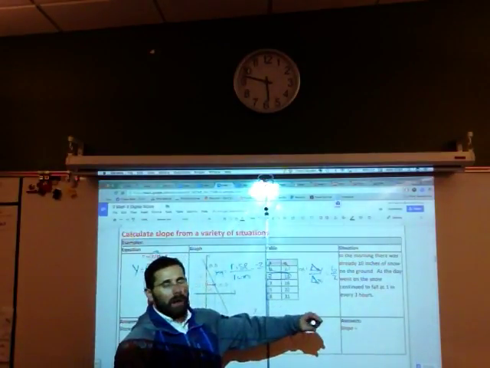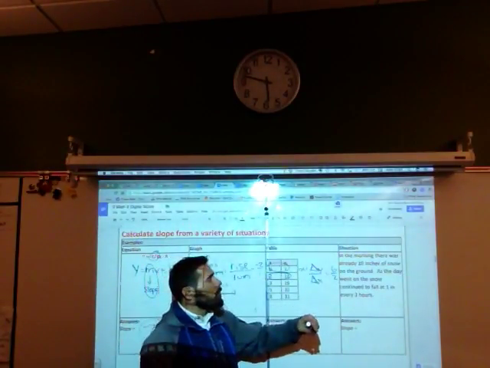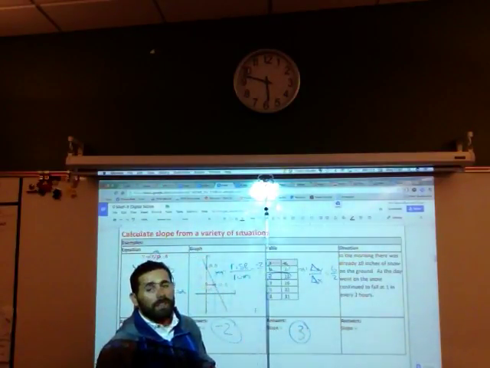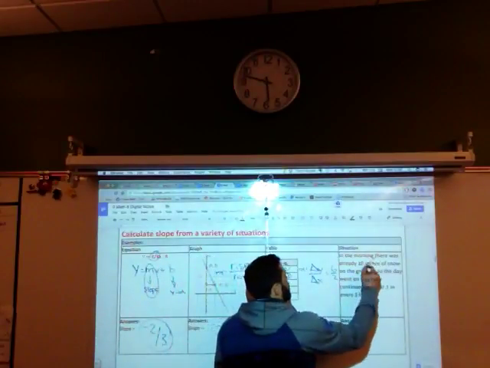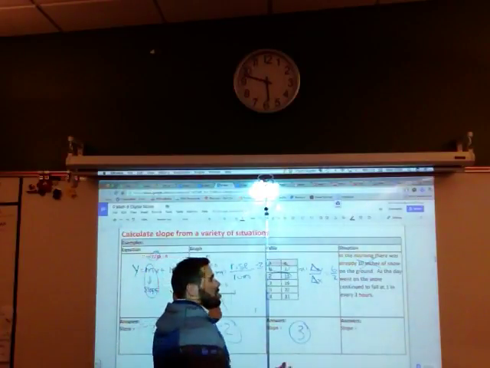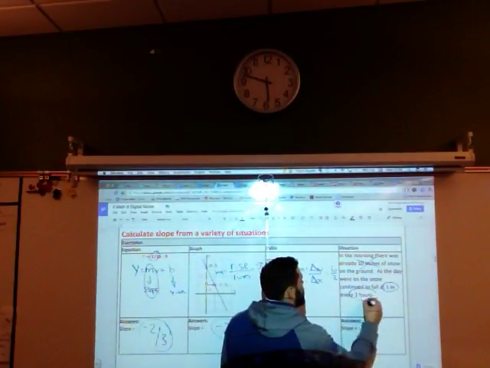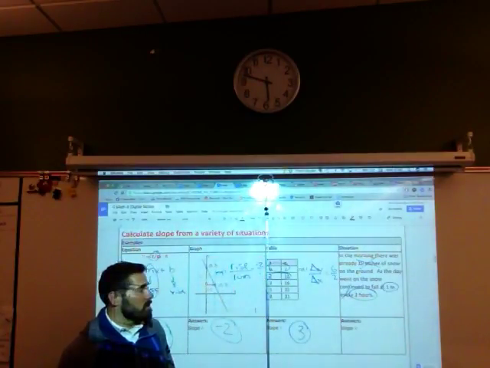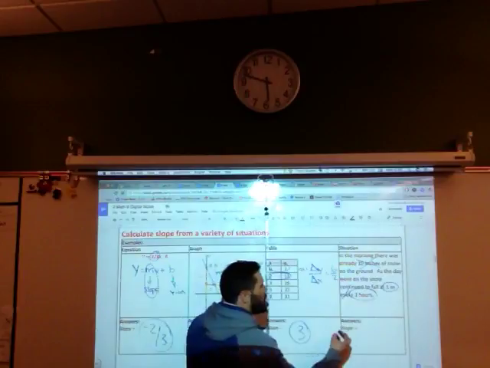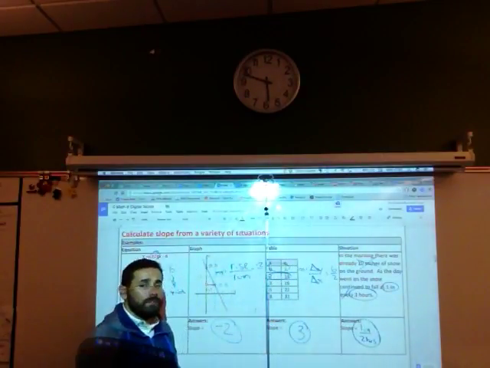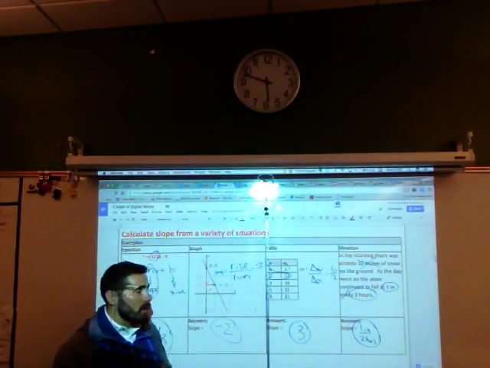Going to the last one, our story problem, or what we call a situation. In the morning, there was already 10 inches of snow on the ground. As the day went on, the snow continued to fall 1 inch every 2 hours. The 10 inches is irrelevant information, kind of like a red herring, it's sort of throwing you off. This is the important information: 1 inch every 2 hours. So I make that my slope. 1 inch every 2 hours. That is my rate of change, which is my slope, 1 inch every 2 hours.